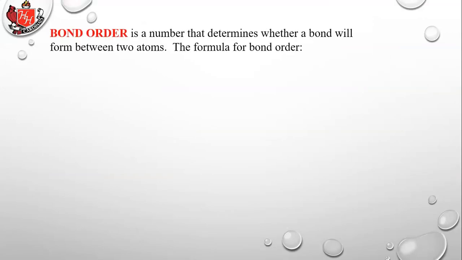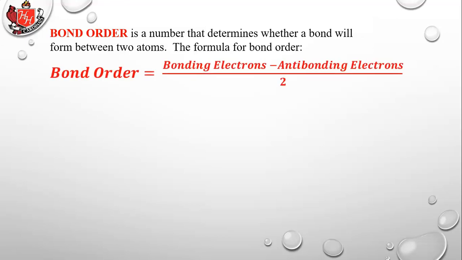So bond order is a number that determines whether a bond will form between two atoms. The formula for bond order is that bond order equals the number of bonding electrons minus the number of antibonding electrons, divided by 2. You don't need to understand why that formula works, but that's simply the formula you need to know to calculate bond order, and you're going to see what that does here in a minute.